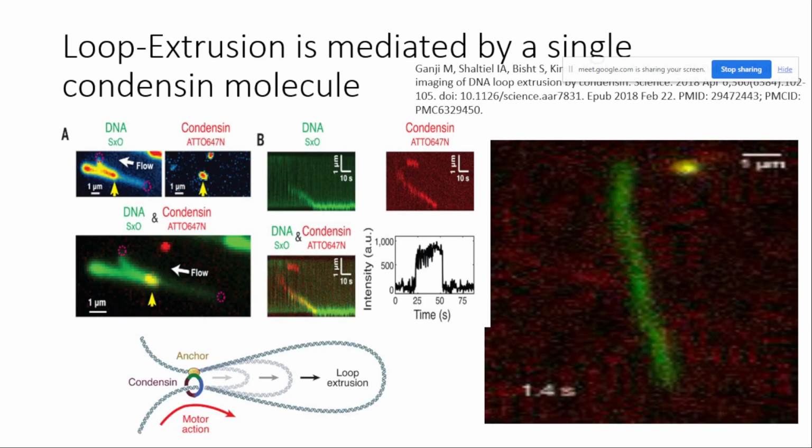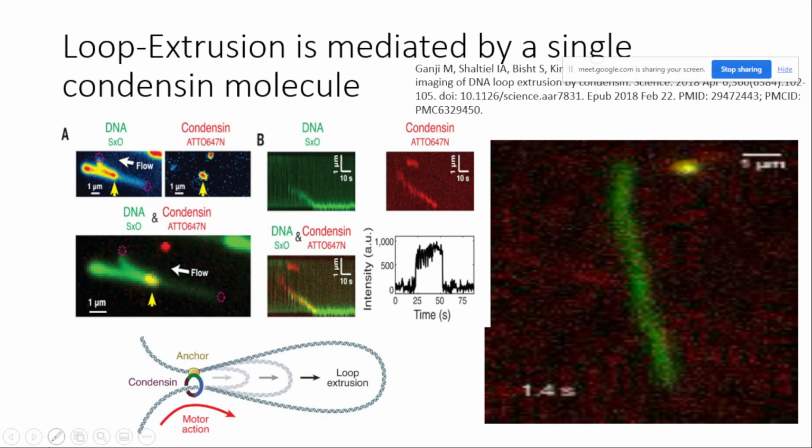So here is another experiment they did. Till now they found that the loop extruded by the condensate is asymmetric. But now they had a question: whether this loop extrusion is mediated by a single condensate molecule, or whether multiple condensate molecules are involved in mediating this loop extrusion. So is there a single molecule or are there multiple condensate molecules? To answer this question, they designed one experiment.